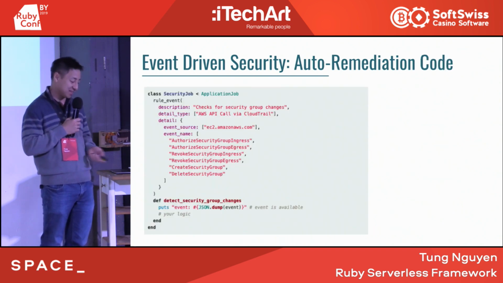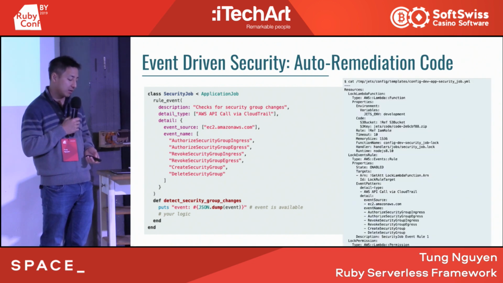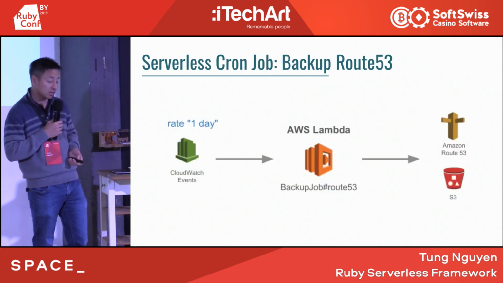Okay, so what does code for that look like? You'll see the same pattern. The AWS resource is above it, the Lambda method, and then that generates YML eventually. Okay, another kind of use case here is serverless cron.